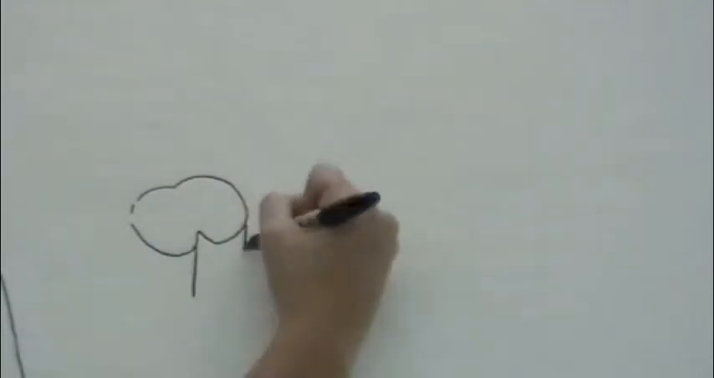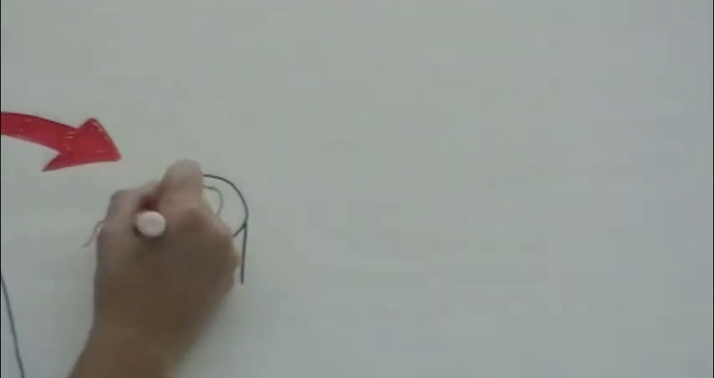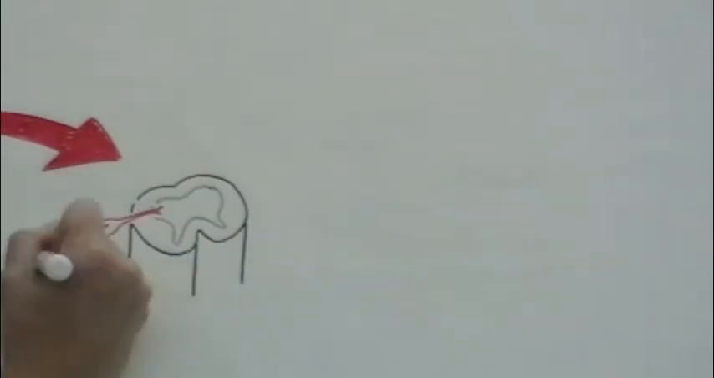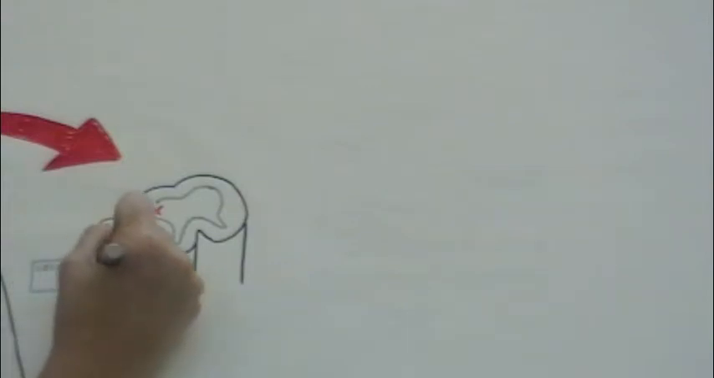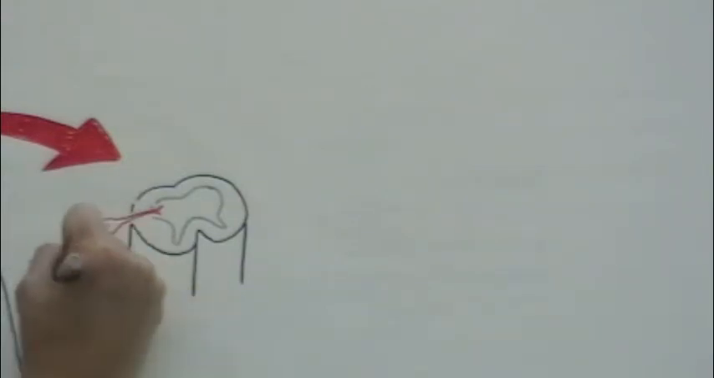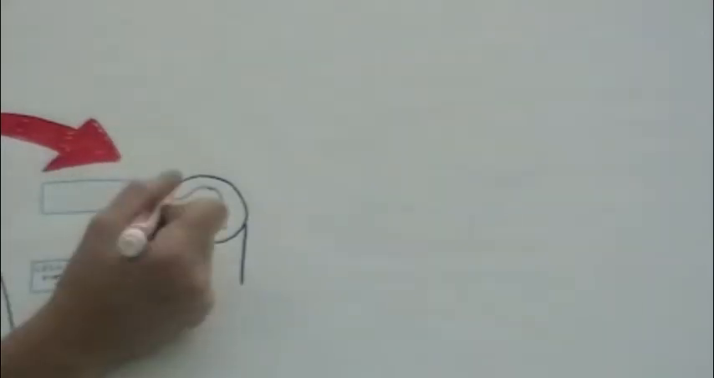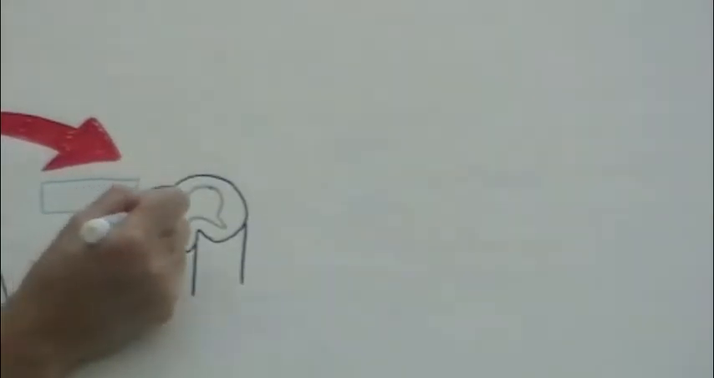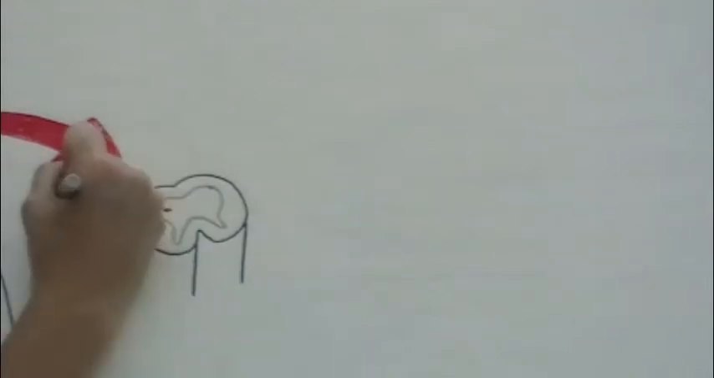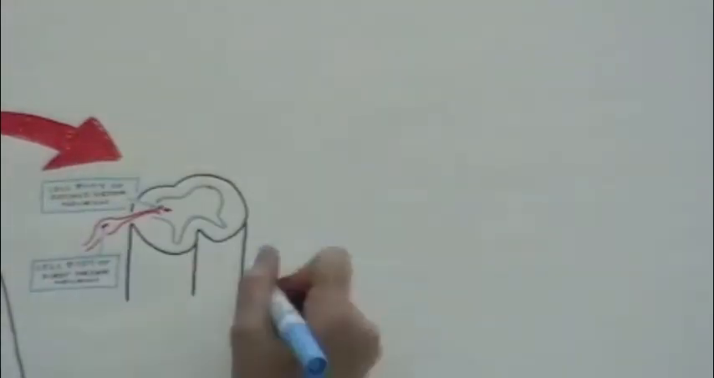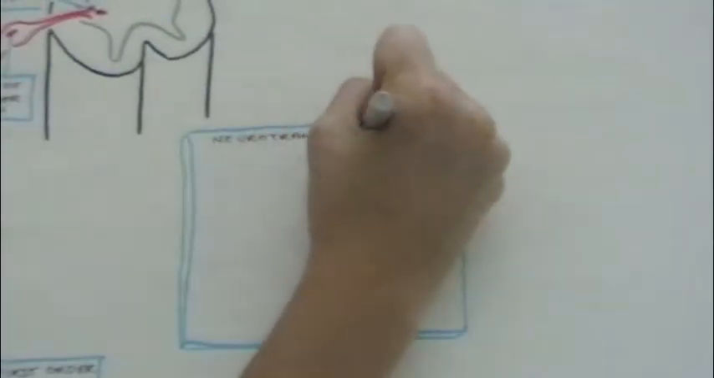The signal travels through a first-order neuron towards the spinal cord. The signal then enters the dorsal root of the spinal nerve. Cell bodies of the sensory neurons are located in the dorsal nerve root ganglion. From here, the signal enters the dorsal horn of the gray matter of the spinal cord. In the dorsal gray column, the first-order neuron synapses with the second-order neuron.